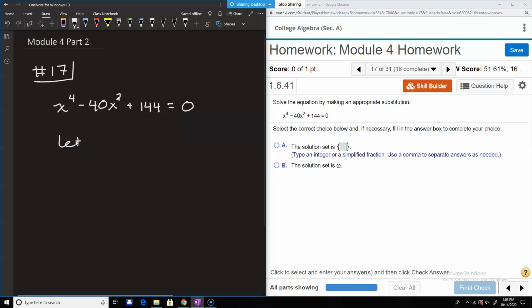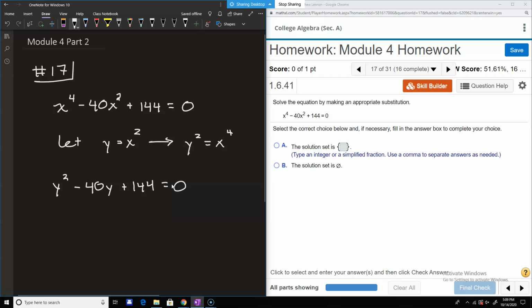So if I let y equal x squared, then that also means that y squared would be x to the 4th. So we can substitute. That x to the 4th will now become y squared, and the x squared will become y, and we just have the plus 144. There's no x to replace there. So then we either need to factor it or use the quadratic formula.